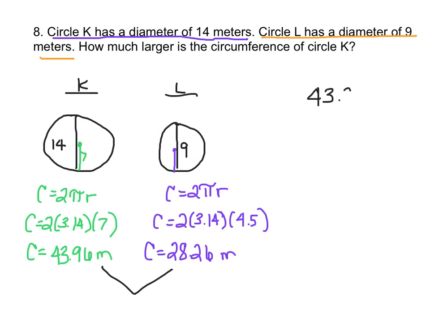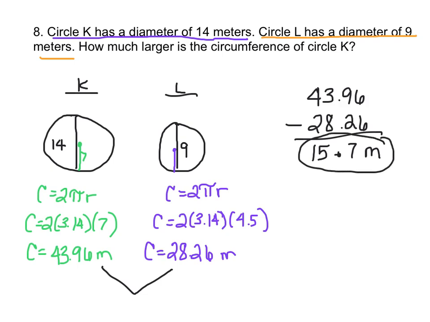So 43.96 minus 28.26, and the difference is 15.7 meters. Circle K is bigger by 15.7 meters for its circumference.